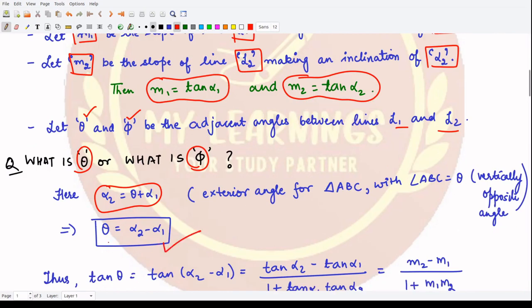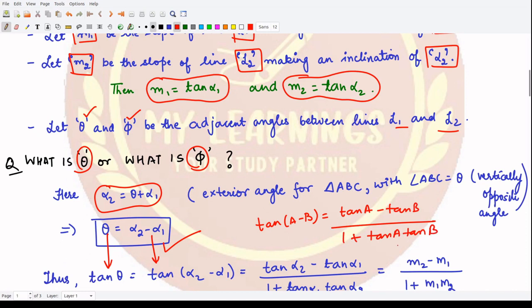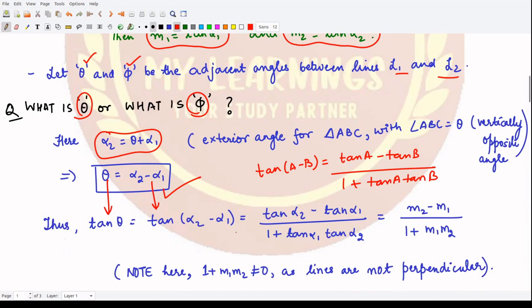So from here, can you calculate tan of this angle? Tan of this angle would be tan of alpha 2 minus alpha 1. And you know what is tan of A minus B? According to the formula of trigonometry, it is tan A minus tan B divided by 1 plus tan A tan B. So we will be making use of this formula here. Tan of alpha 2 minus alpha 1 is tan alpha 2 minus tan alpha 1 divided by 1 plus tan alpha 1 tan alpha 2. The value of tan alpha 1 is m1 and the value of tan alpha 2 is m2. So we have substituted the values to obtain this relation.